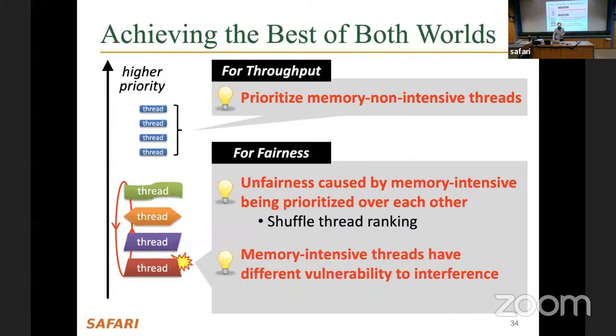And also, this paper goes a step further. It doesn't do the shuffling symmetrically. It does the shuffling asymmetrically because some threads have different vulnerability to interference. If a thread will be slowed down a lot if it gets deprioritized, then we give more priority to that. And the paper discussed that. I'm not going to discuss this in detail, but you can read the paper, and I will have some slides. So these are the basic ideas.